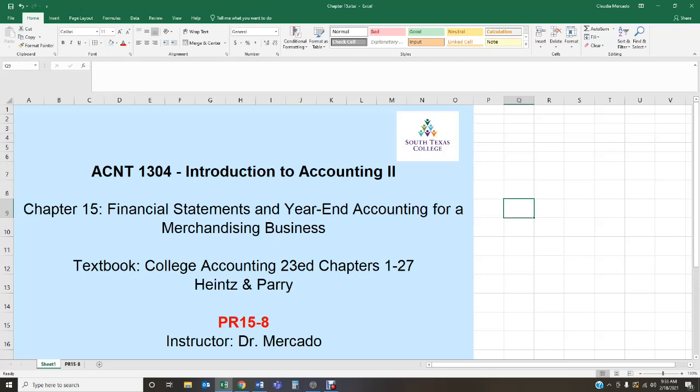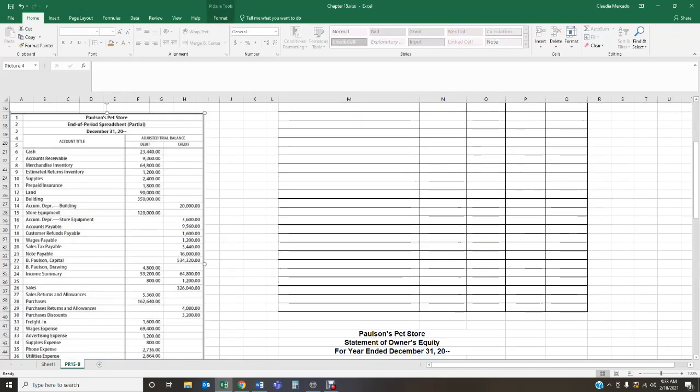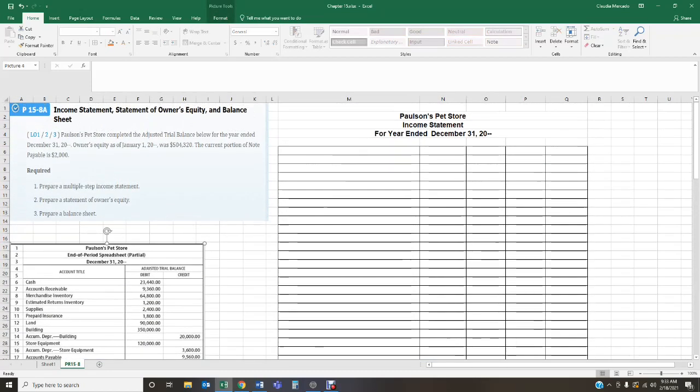Okay, like all of the weeks, I'm not going to go so much over the content, but actual application of the content to the problem. Okay, so this is problem 15-8, income statement, statement of owner's equity, and balance sheet. Paul's pet store completed the adjusted trial balance below for the year ended December 31st. Owner's equity as of January 1st was $504,320. The current portion of notes payable is $2,000. We are required to prepare a multiple step income statement, a statement of owner's equity, and a balance sheet.